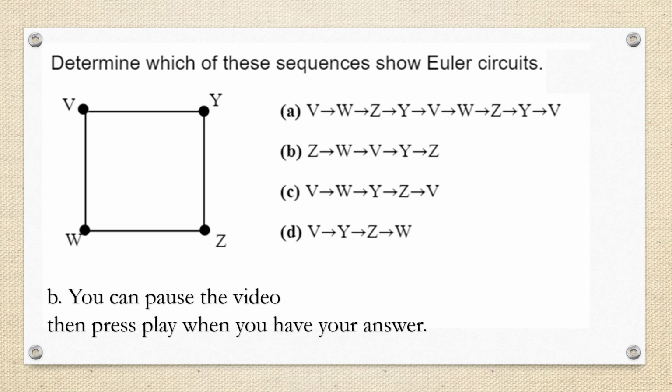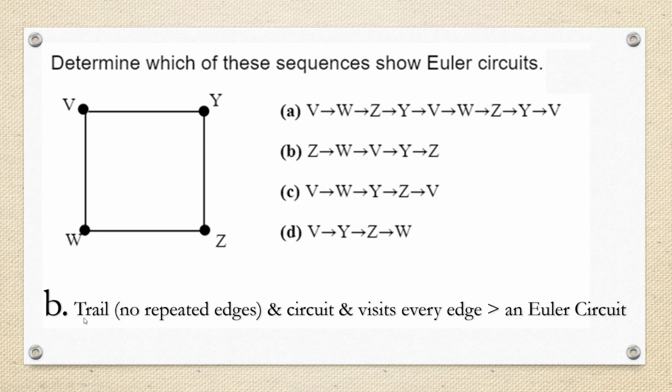All right, how about part B? You can pause the video if you want to and give it a shot, and then press play when you think you have the answer. Okay, so in part B, we're going to go from Z to W, then from W to V, then from V to Y, and then from Y to Z. All right, so this definitely is a trail because there are no repeated edges. It's a circuit because it's a trail that begins and ends at the same position, and it visits every edge, which makes it Euler. So B is an Euler circuit.